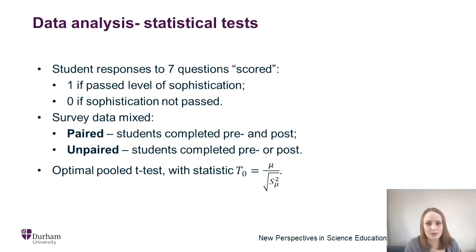So the student responses to the 7 questions were scored, and they got a 1 if they passed a level of sophistication and a 0 if they didn't. Our survey was mixed, so we had some paired data for students that did both the pre and post test, and then some unpaired data for students that only did one or other. We used an optimal pooled t-test, with the statistics shown there.